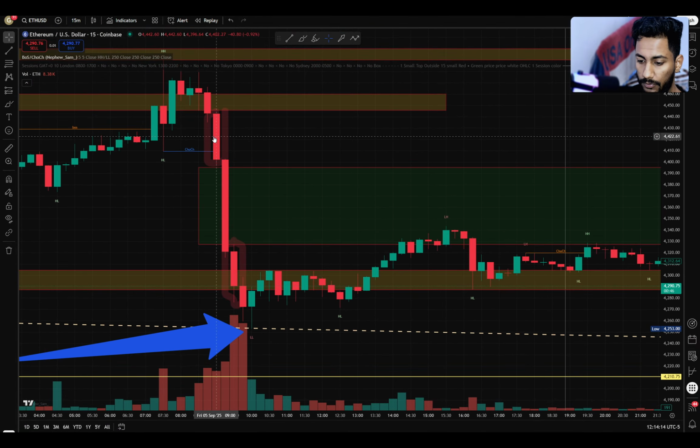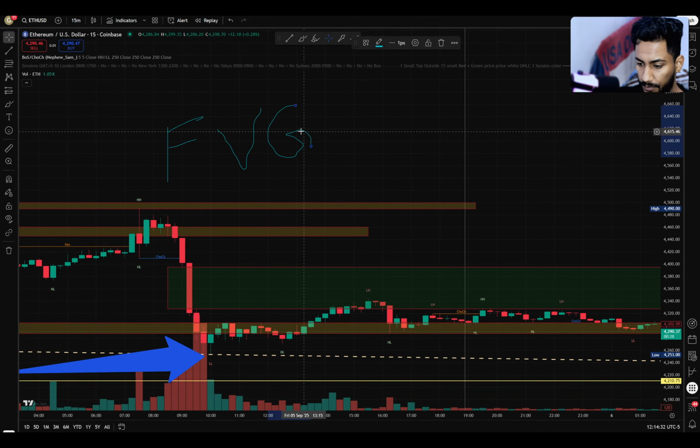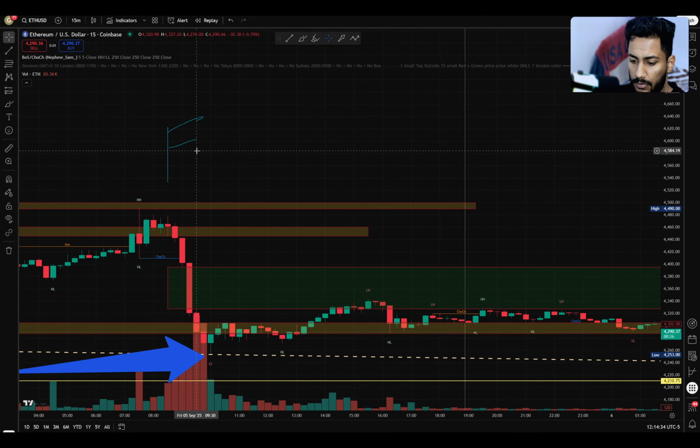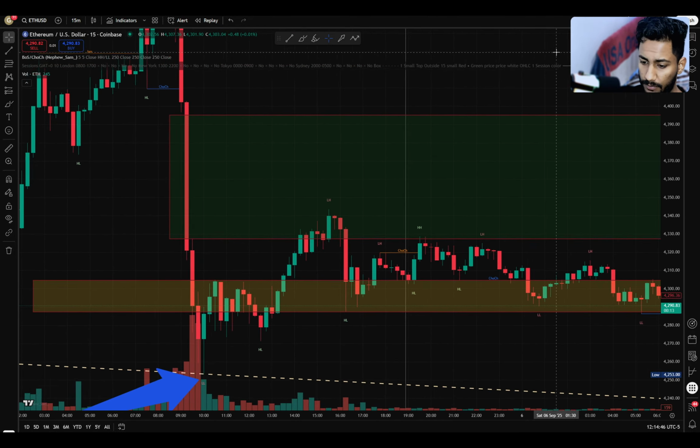So if it is red, it means bearish. If it is green, it means bullish. So what you are gonna do is, let me erase that, mark that level and see how the price reacts to that level.